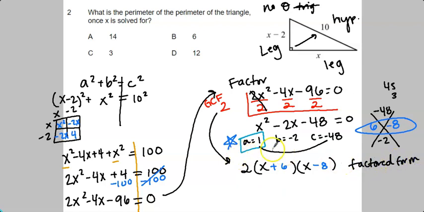Remember to go from factors to solutions, or our x-intercepts, we're going to take each factor and set each factor equal to 0.